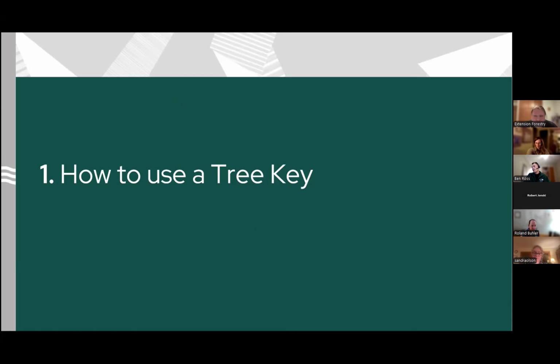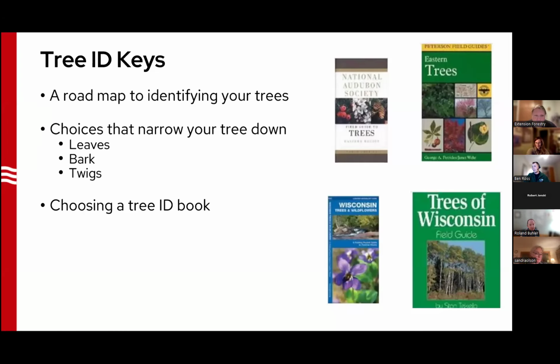So first we're going to talk about how to use a tree key. You should have that in your packet. A tree ID key or a dichotomous key gives you the roadmap to figure out what trees you have. It's a step-by-step process, almost like a choose your own adventure, where you have two options based on what you're seeing on the tree, and you go step by step based on the characteristics of the tree. A lot of times it's using the leaves, bark, or the twigs, and there's some other specific stuff we can look at that we'll get into in a minute. But sometimes we don't always have leaves. If you have to identify a tree in the wintertime, you're going to need to utilize everything you can on that tree to try to figure out what it is.